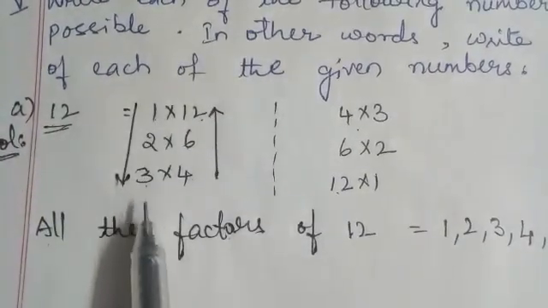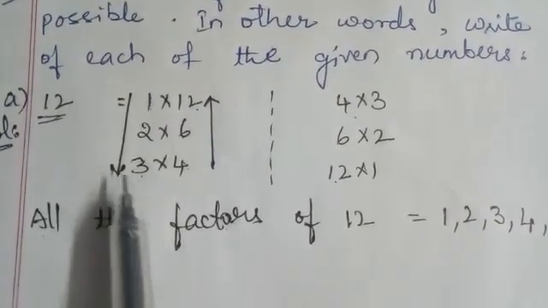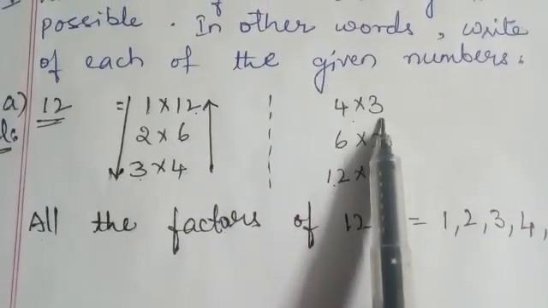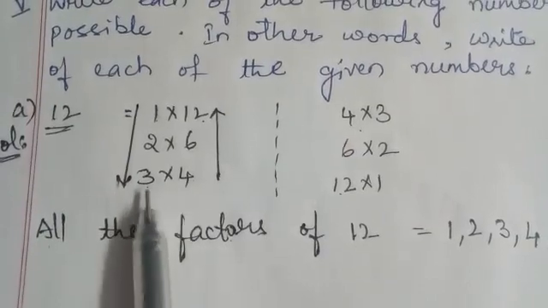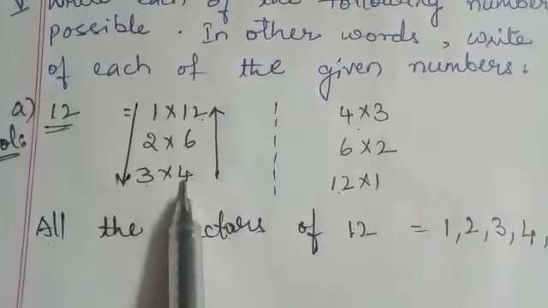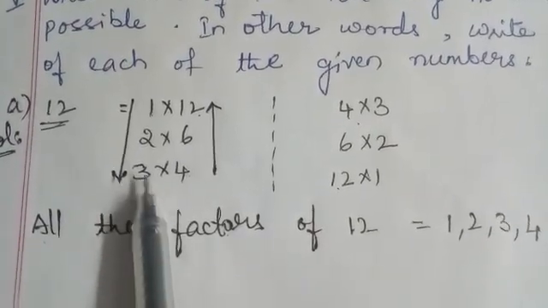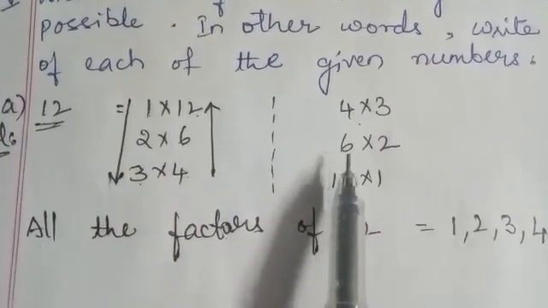Then after the 3 table, we will go for 4. We will get 12 in the 4 table also. It is nothing but 4 threes is 12, just the opposite of these two numbers. Here it is 3 fours. The next table is 4 threes. Then again it will come in the 6 table also.